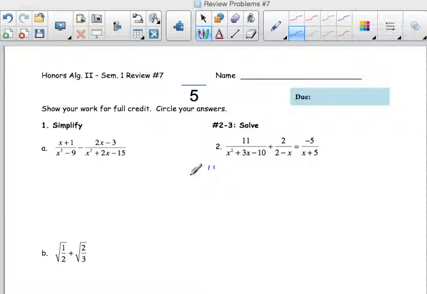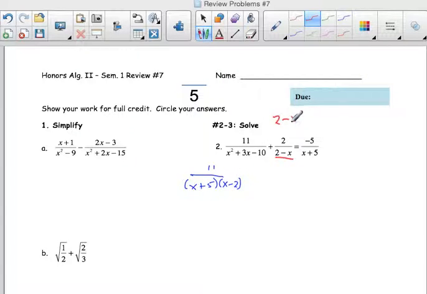So we have 11, and we're going to factor x squared plus 3x minus 10 as x plus 5 times x minus 2. And then I'm going to look at this next expression, and I'm going to notice that I have a 2 minus x, and I really want an x minus 2. So I could factor out a negative 1. I'll do that up here.